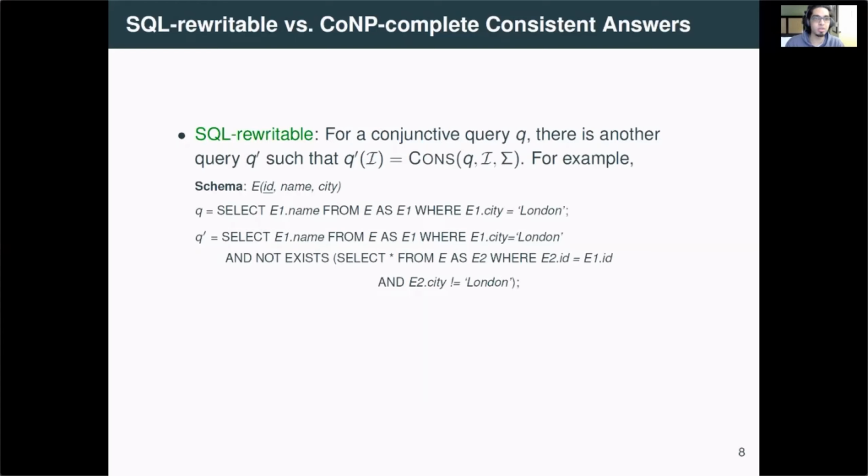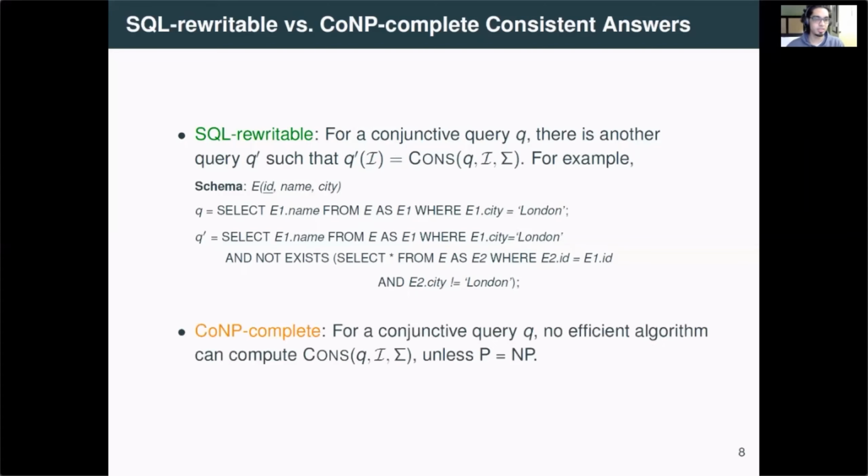You can rewrite this query to compute the consistent answers. You can say select e1.name from E as e1, where e1.city is London, and not exists, select star from E as e2, where you equate on the key attributes e2.id equals e1.id, and e2.city is not equal to London. So you see, adding this not exists condition is like filtering out the answers that are not consistent. And that's why Q prime on the inconsistent database I will directly give you the consistent answers to Q. But of course, this is not true for all queries. There are many conjunctive queries for which no efficient algorithm is known. And that will remain like that unless P equals NP.